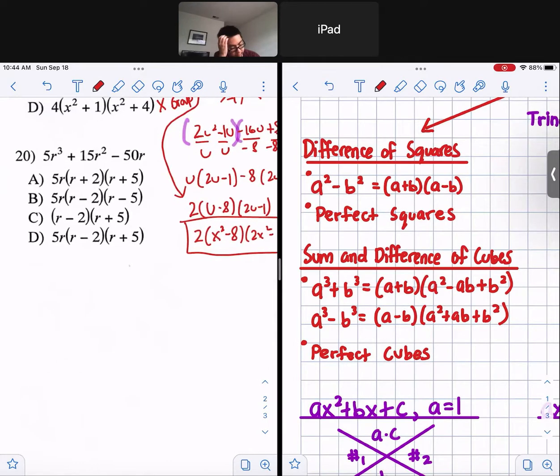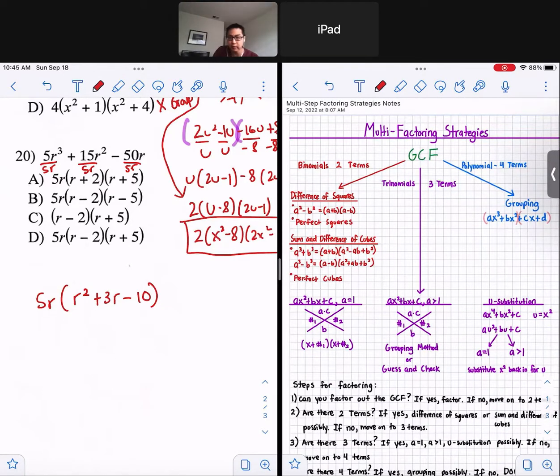And 20, can we factor out something from each term? Yes, we can divide each of these by 5r. r squared plus 3r minus 10. Okay, how many terms do we got? We got 3 terms. a equals 1, a greater than 1, or u sub? Definitely an a equals 1 because there's a 1 in the front.